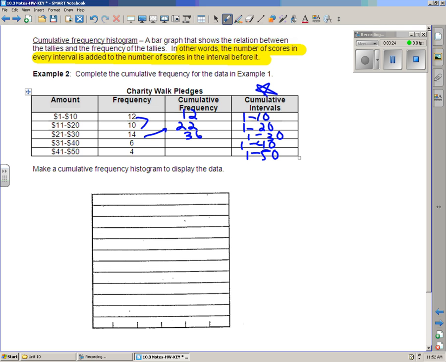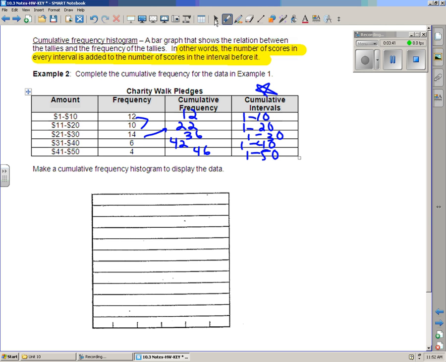6 more people pledged between 31 and 40. Add the 6 to the 36, and that's 42. And then 4 people were between 41 and 50. Add that 4 more people, and now you get 46. So we've got 46 people total. And that should make sense.